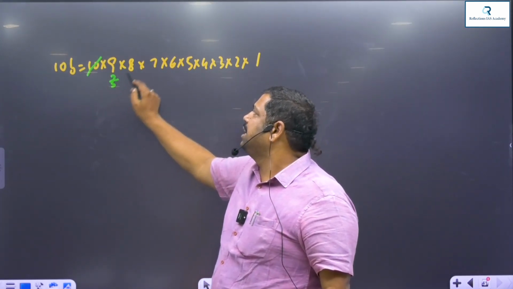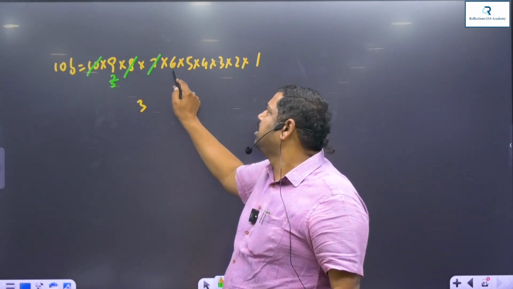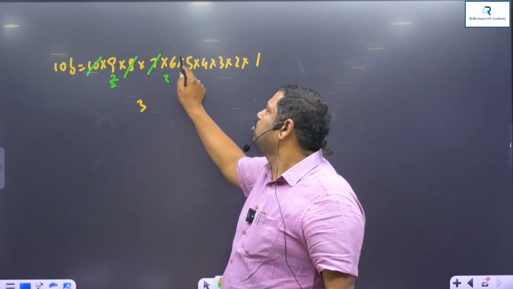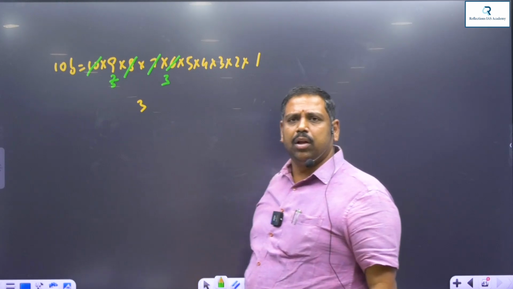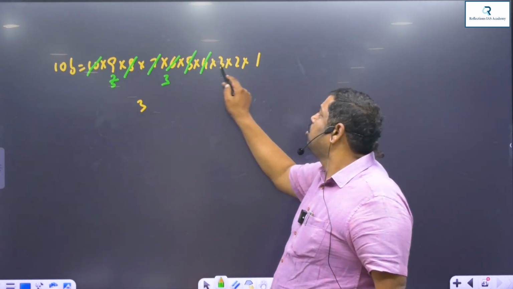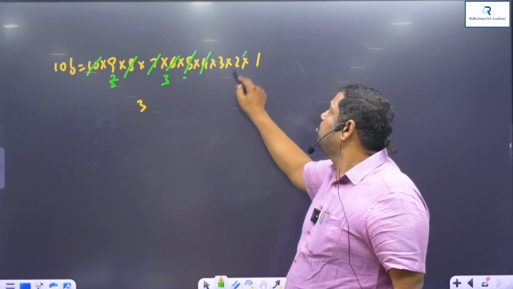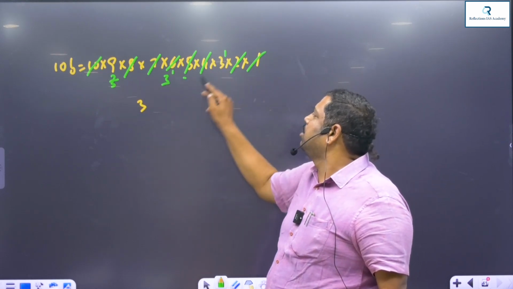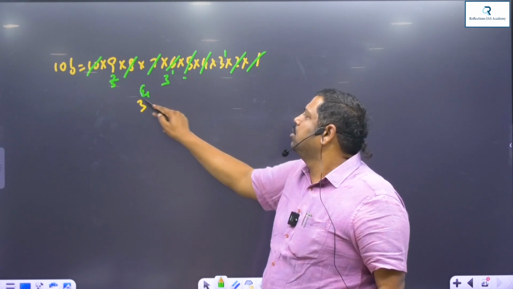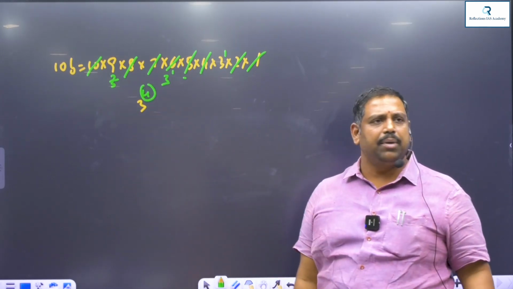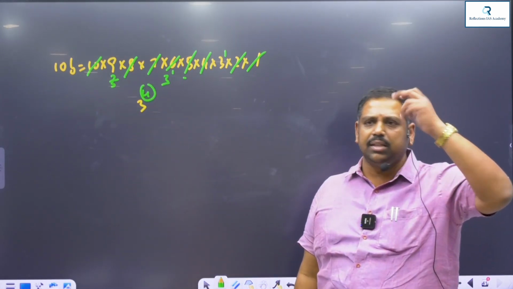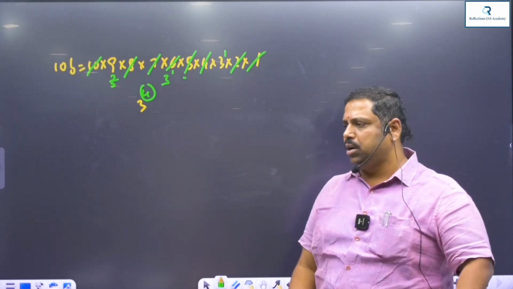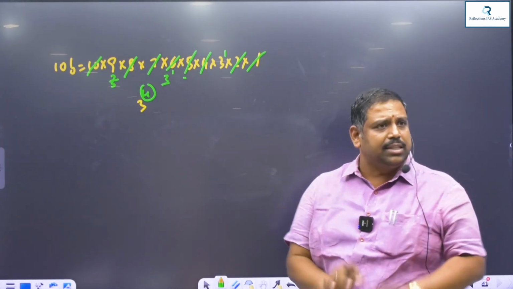9 means 3 is there. It is 3 square. 8 doesn't have 3, leave it. 7 doesn't have, leave it. 6 means 3 into 2. 2 I don't want, 3 only. 5 I don't want, 4 I don't want, 3 is there. Consider. 2 I don't want, 1 I don't want. So 3 square, 3 power 1, 3 power 1 means the highest power of 3 is how much here? 4. Am I clear, all of you? This is the way we have to work out highest power. That is the actual concept.